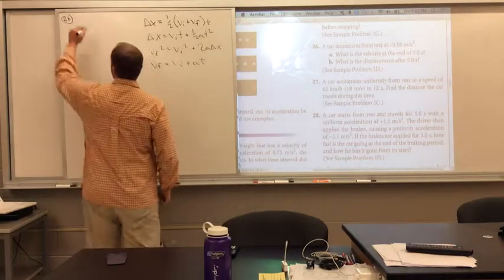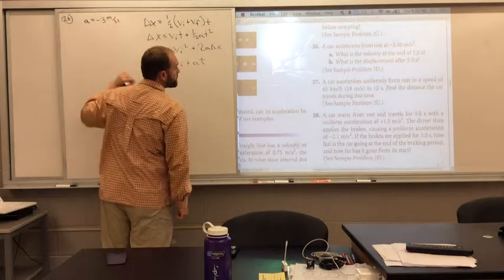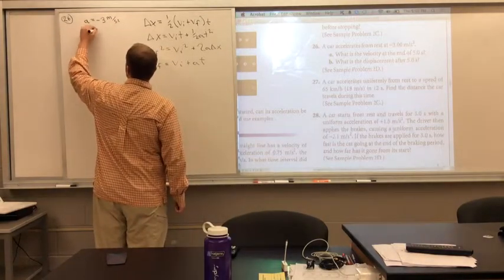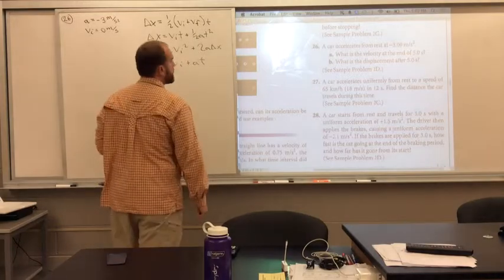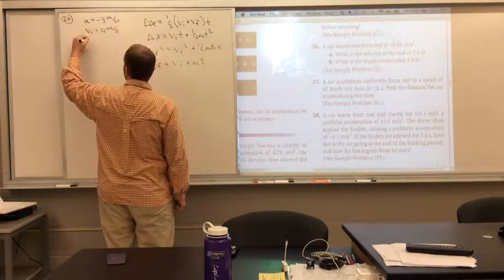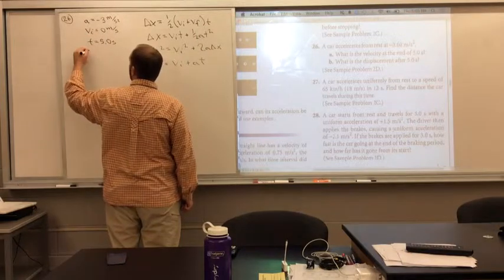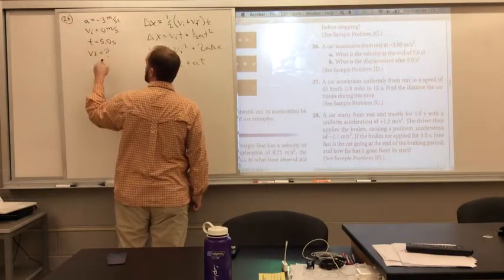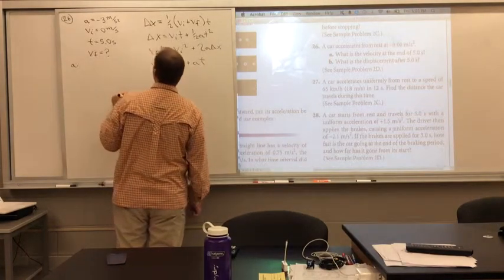Car accelerates from rest at -3 meters per second squared. Accelerates from rest, so you know its initial velocity is 0 meters per second. What's the velocity at the end of 5 seconds? What is the velocity? That's what we've got to solve for A.